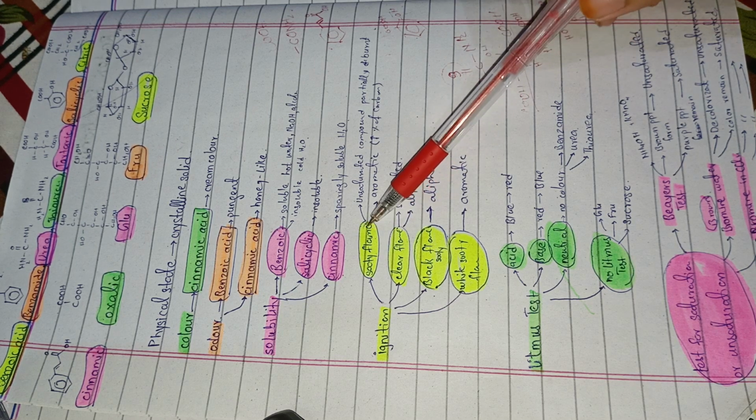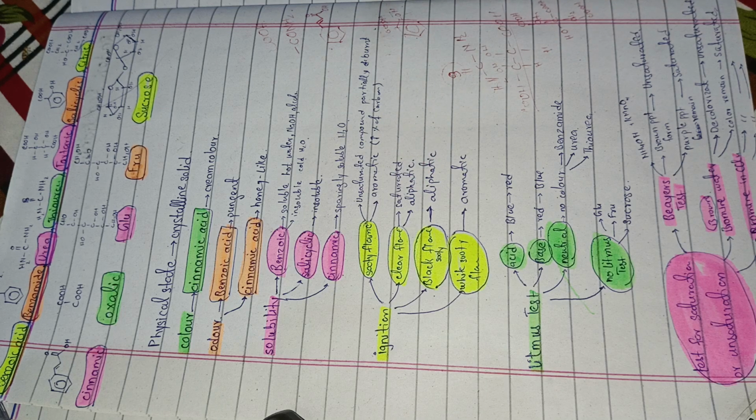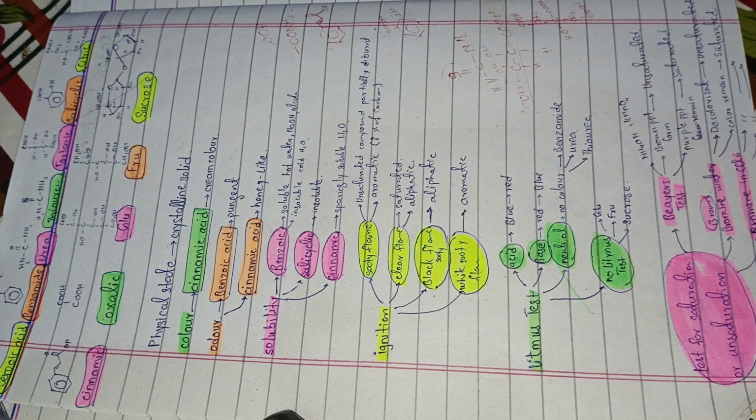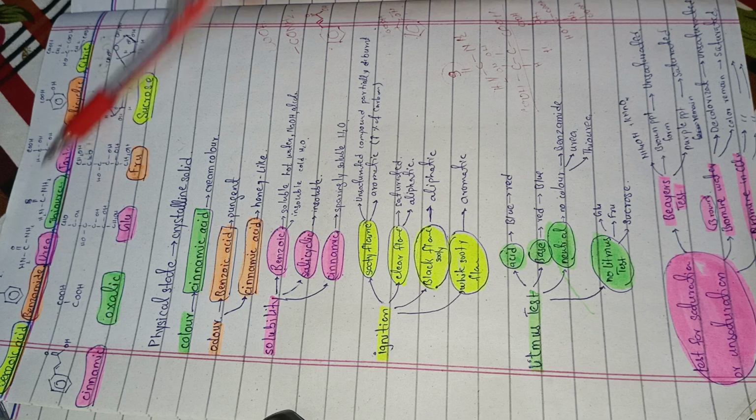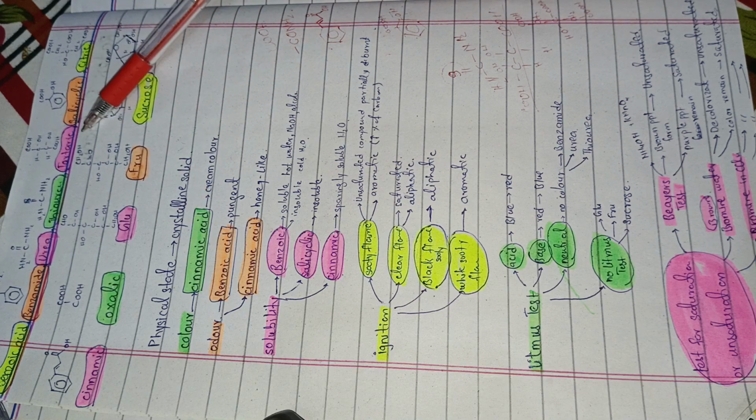First, a smoky flame can occur, a sooty flame can occur, and a sooty flame always occurs due to an unsaturated compound. What are unsaturated compounds? Unsaturated compounds are those which have a double bond in them. So now we see what the unsaturated compounds are among the above mentioned compounds.